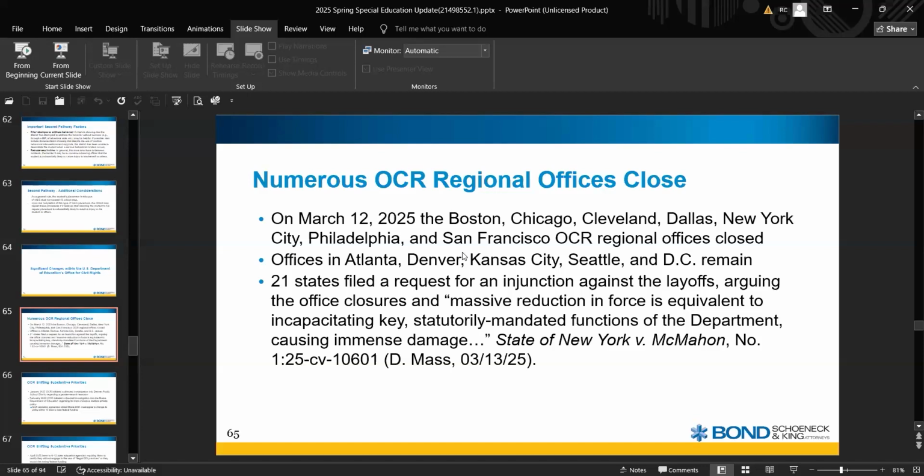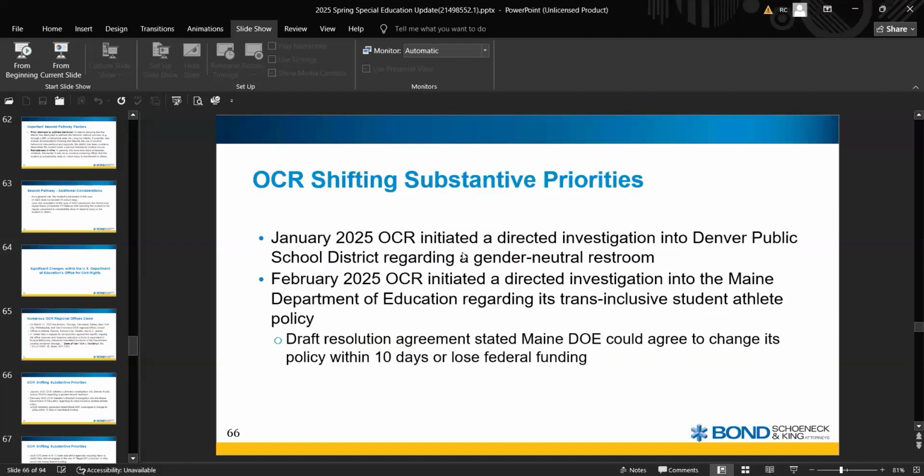So most of the secretaries that have been charged with the enforcement of Section 504 have been furloughed or their positions have been abolished. On March 12th, the Boston, Chicago, Cleveland, Dallas, New York, Philadelphia, and San Francisco regional offices were shut down summarily. There were several injunction requests to try to prevent the understaffing of those departments, and so far those efforts have not been successful.